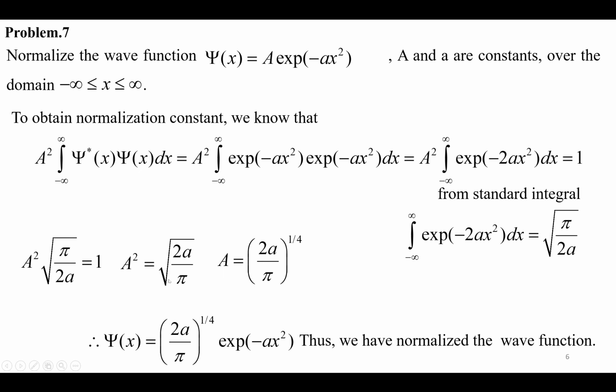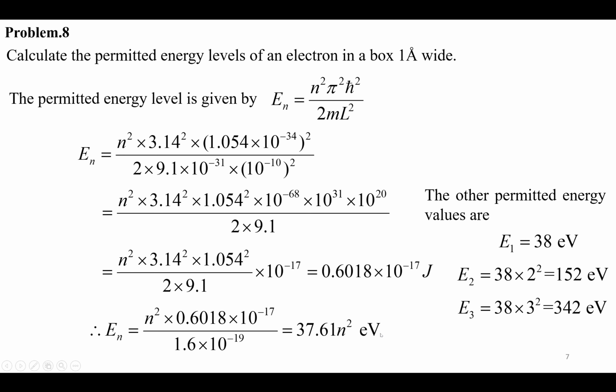So A squared is root of 2 alpha divided by pi, and A is of course 2 alpha divided by pi to the power 1 by 4. Now we have obtained the value of capital A. Substituting this in the wave function, psi of x equals 2 alpha divided by pi to the power 1 by 4 times e^(-alpha x squared). This is the complete expression with the normalization constant. Thus we have normalized the wave function. Now we will discuss problem number 8.